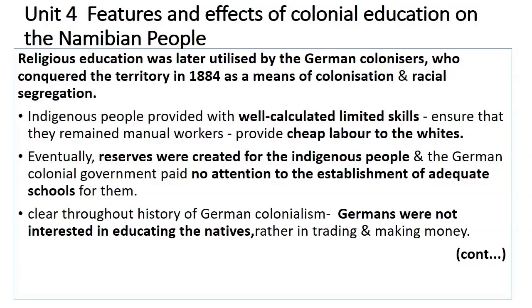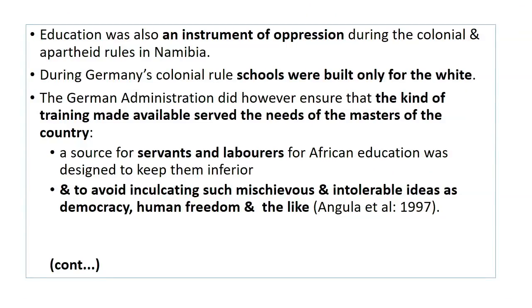Eventually, reserves were created for the indigenous people, and the colonial government still paid no attention to the establishment of adequate schools for them. So it became clear throughout the history of colonialism that the Germans were not interested in educating the natives, but rather in trading and making money. Education was used as an instrument of oppression during these years, as well as in the apartheid rule in Namibia.